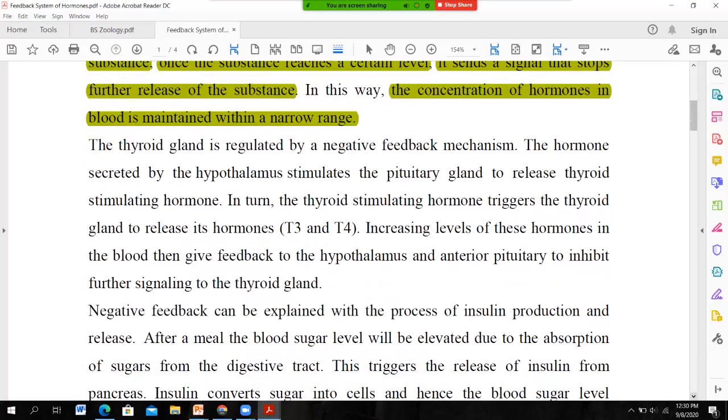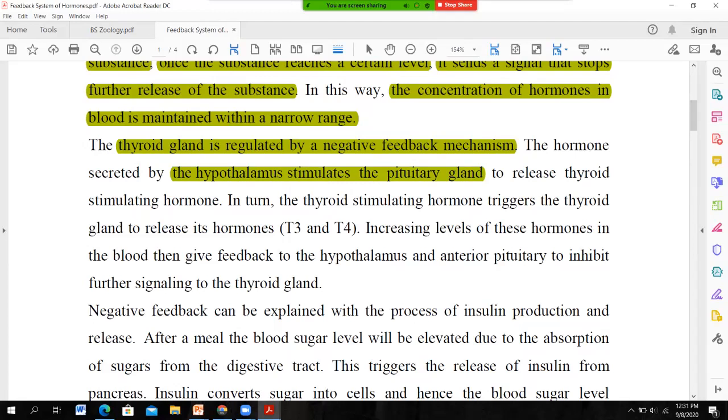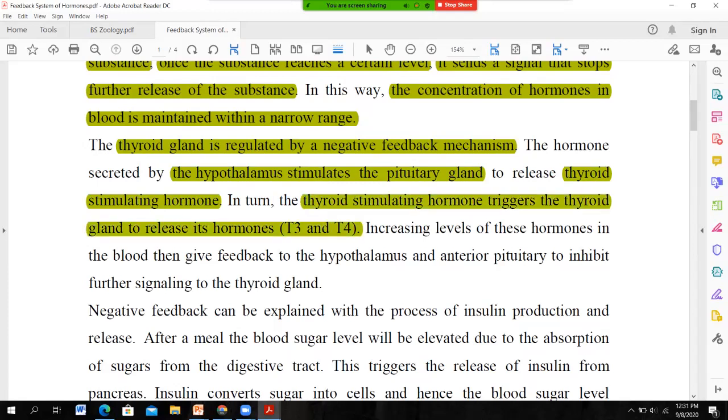Negative feedback is explained by the release of thyroid hormone. The thyroid gland is regulated by a negative feedback mechanism. The hypothalamus releases a hormone which stimulates the anterior pituitary gland to release thyroid stimulating hormone. Thyroid stimulating hormone triggers the thyroid gland to release T3 and T4. Increased levels of T3 and T4 in the blood circulation give feedback to the hypothalamus and anterior pituitary to inhibit further signaling to the thyroid gland to release T3 and T4.